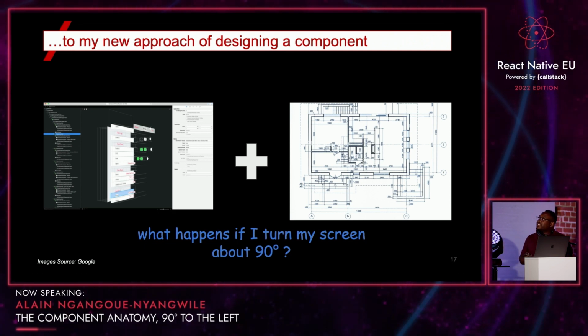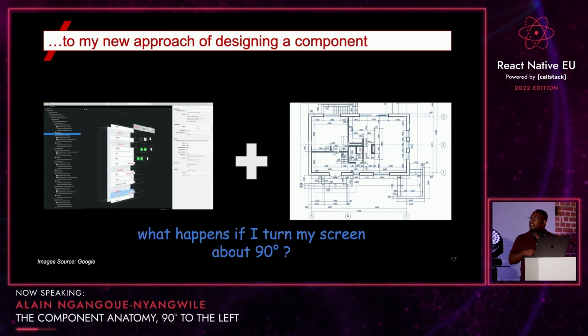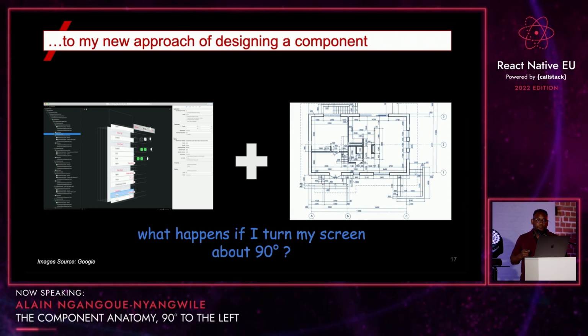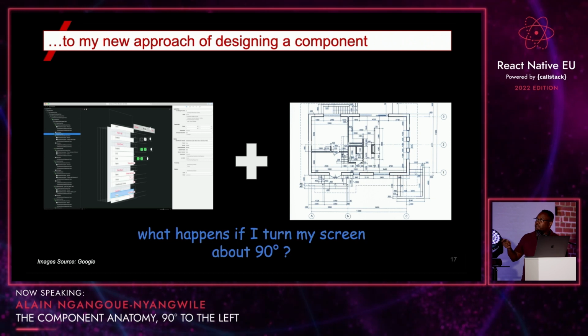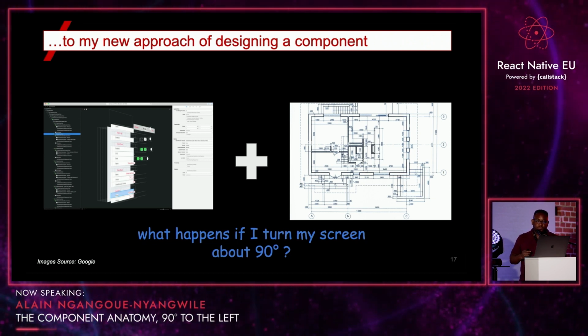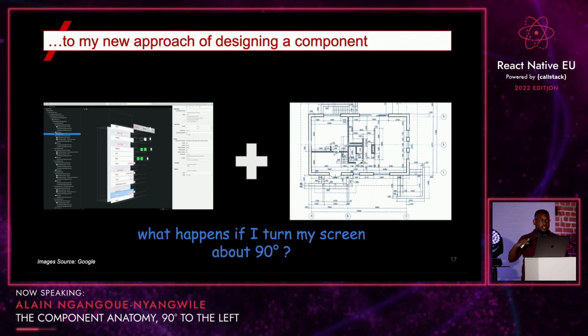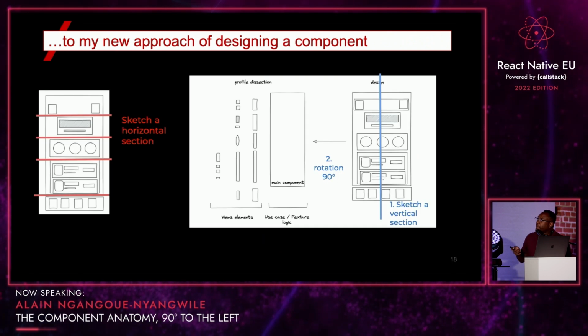So having this understanding of the construction industry on one hand, and knowing the problem I was facing on the other hand, I asked myself, what will happen if I turn my screen about 90 degrees, like in the Xcode render? Then I will be able to see the data flow crossing the components. That's it. That was what we were looking for.